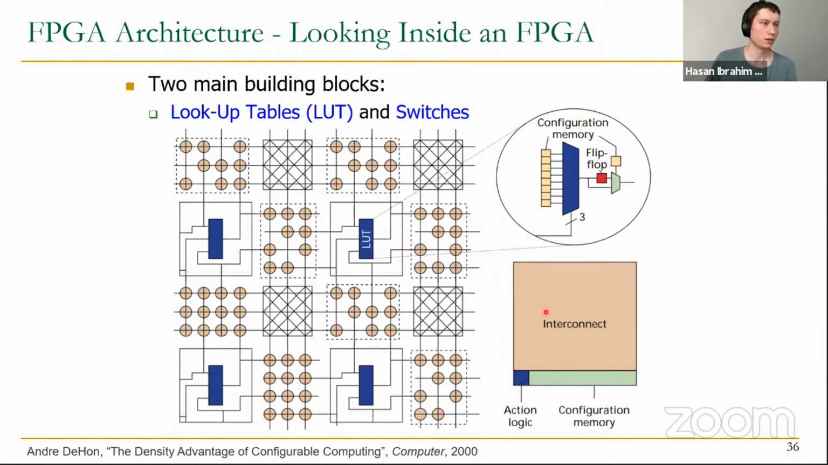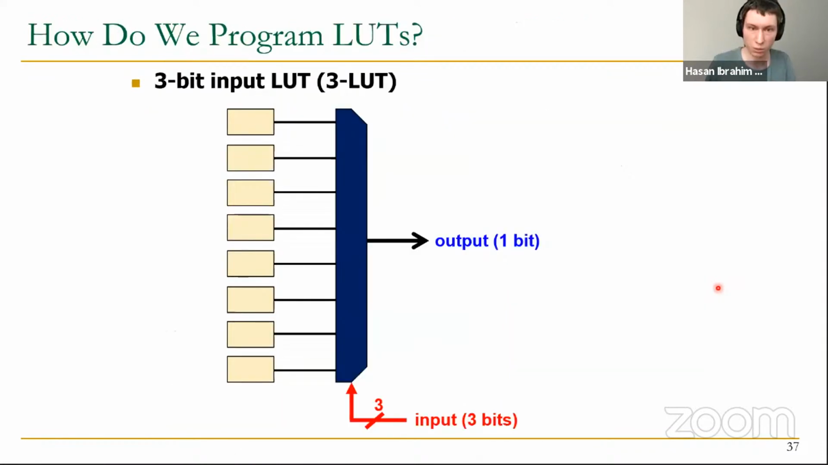Okay, so you can see here the distribution of these different building blocks in an FPGA chip. The majority of it is just interconnect. Let me move on since we don't have too much time left.